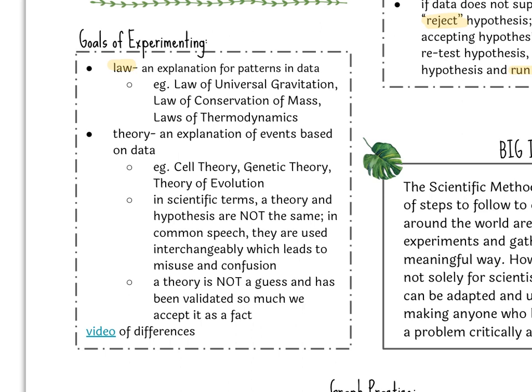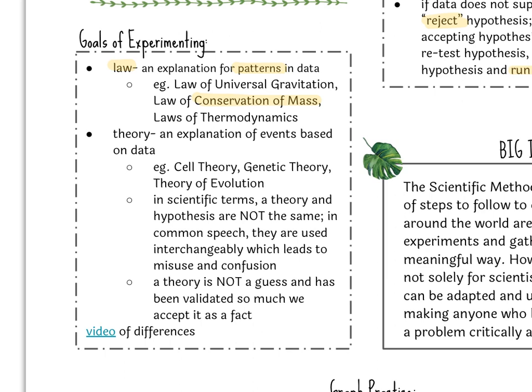A law in science is an explanation for patterns in data. Examples of this are the law of universal gravitation, the law of conservation of mass, which I'm sure you're familiar with, the law of thermodynamics. There are many, many laws that have been written and researched to prove these patterns in data.